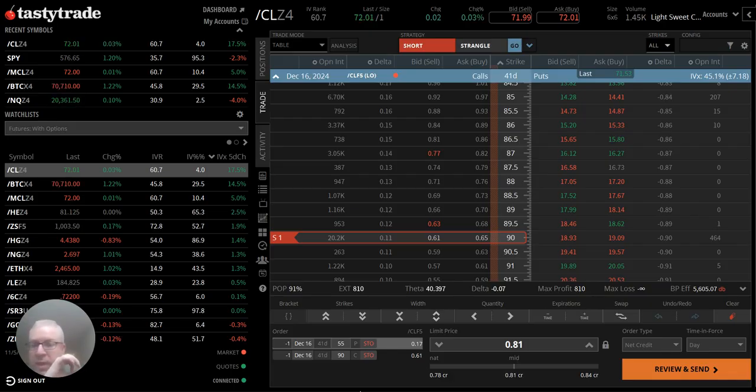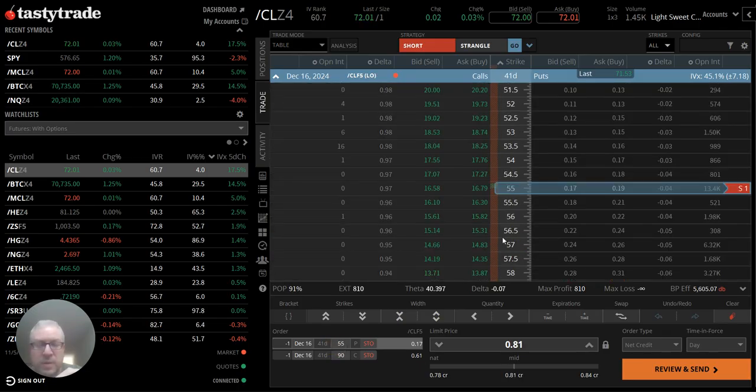We are doing two options simultaneously. We are selling a short strangle. However, we're doing it as a delta neutral option strategy. We are selling the 55 put right here. We're 41 days to expiration, December 16. We're selling the 55 puts.